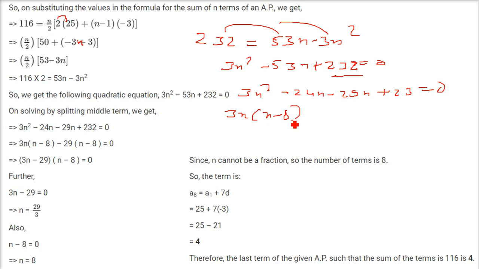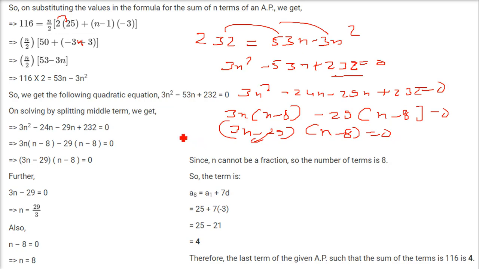You can take 3n common, n minus 8. You can take 29 common, n minus 8 equal to 0. So you get 3n minus 29 and n minus 8 equal to 0. This gives you n equal to 29 by 3, and this gives you n equal to 8. n cannot be 29 by 3 because n has to be an integer, so we just disregard this. n equal to 8 is the solution, it is actually the number of terms.